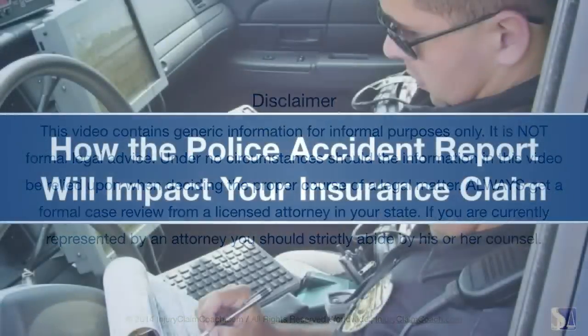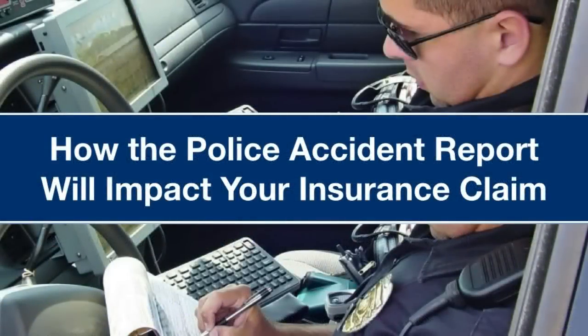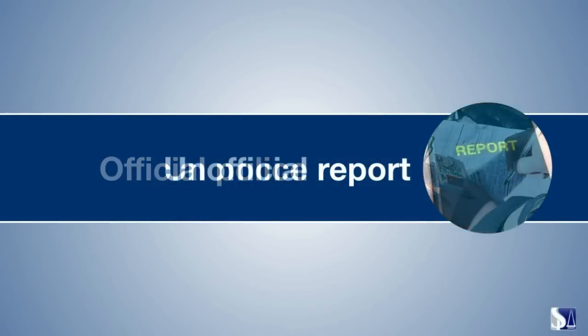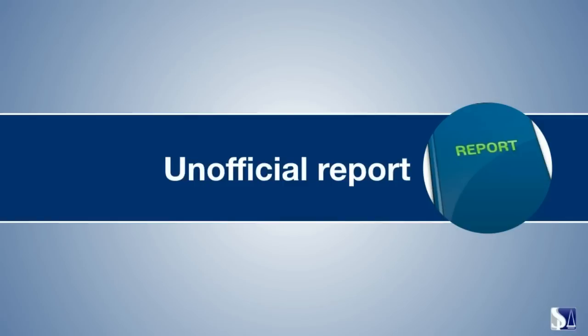Today's topic is about how the police accident report will impact your insurance claim. There are basically two types of car accident reports. The first is the official police report, created when officers respond to an accident scene. The second is an unofficial report, created by one or more parties to the accident.